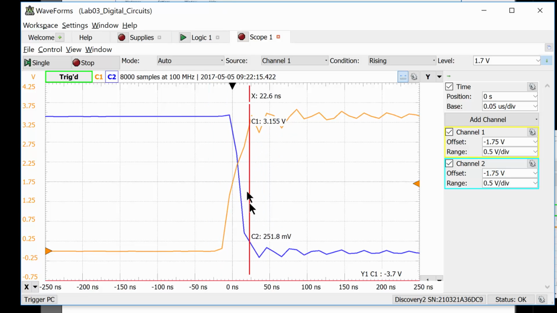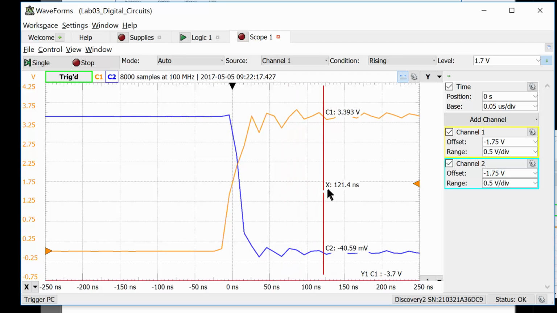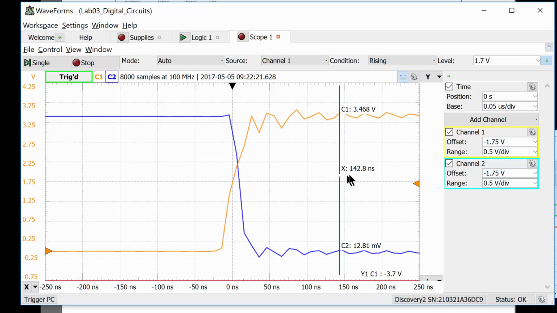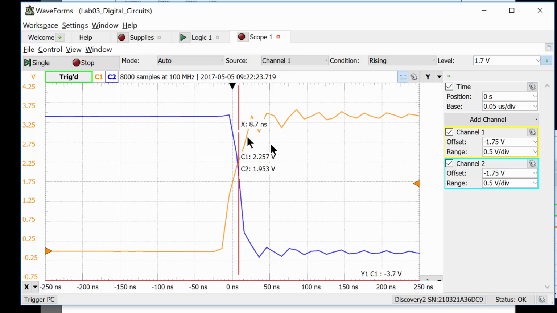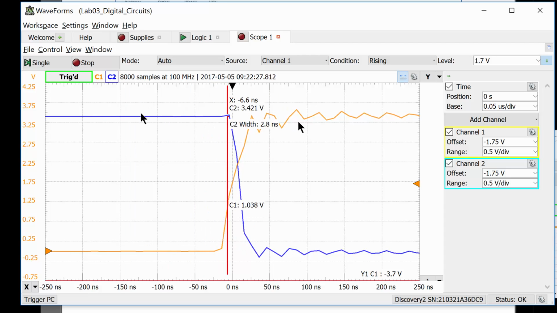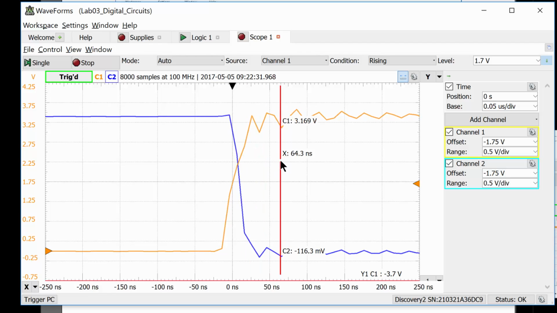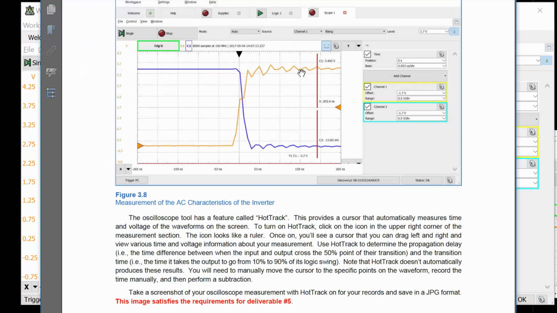And that's the end of the AC characteristics. So take a screenshot of this window. HotTrack doesn't automatically give you those deltas. You have to kind of write them down and subtract in your head. Just remember that if it's a negative time, that just means it's to the left of the trigger. And so take a screenshot of that with HotTrack on, zoomed in to this level so you can see the input and the output. And that's the last deliverable for this lab.